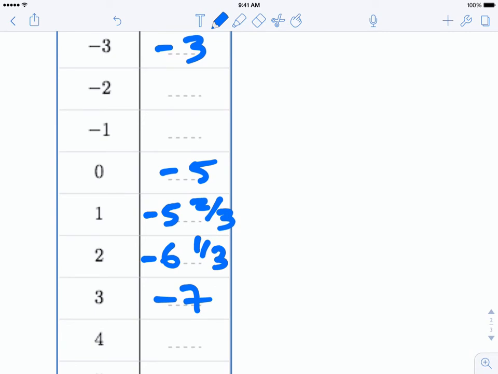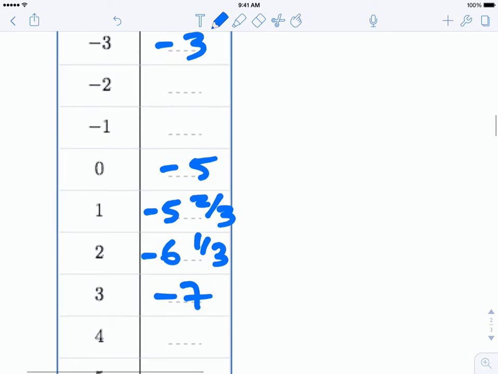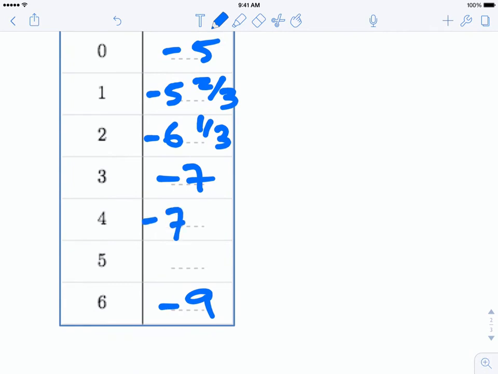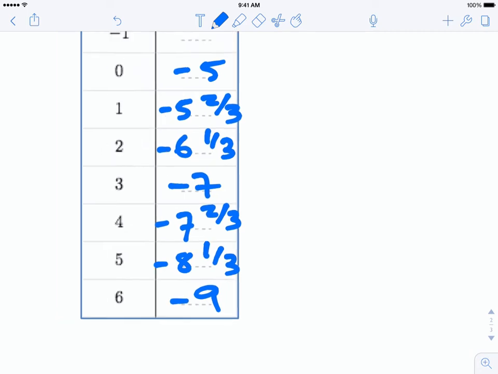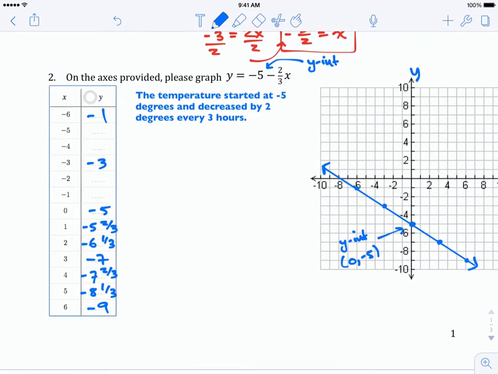And after another hour, it goes down by 2/3 of a degree. We get negative 7 degrees. And you could continue this trend. It goes down to negative 7 and 2/3, 2/3 of a degree more, negative 8 and 1/3, 2/3 of a degree more, down to negative 9. So I just want to show you that those two interpretations of this slope, negative 2/3, are exactly the same.